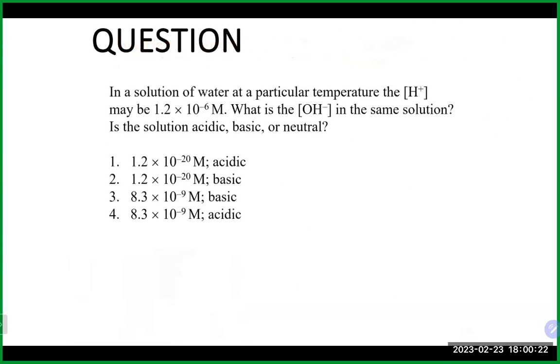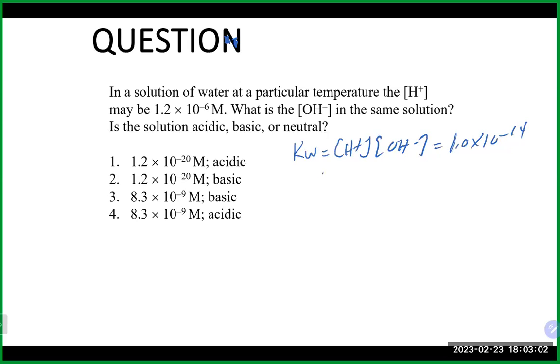All right, let's try another one here. Water at a particular temperature, the H plus concentration is 1.2 times 10 to the minus 6. What is the OH minus, and is it acidic, basic, or neutral? One of those should be the right answer, I hope. All right, let's take a look. So once again here, Kw is what we want to use. So we got our H plus times our OH minus, equaling our 1 times 10 to the minus 14.